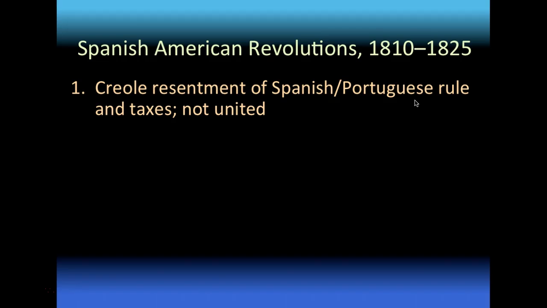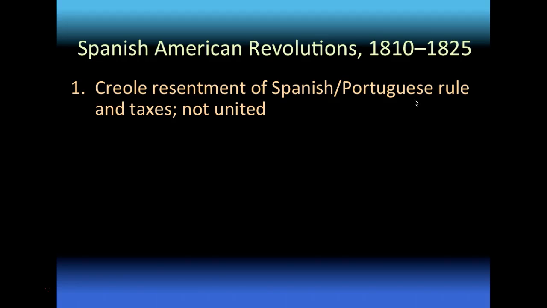Okay, the Spanish-American Revolutions. They lasted around 15 years, from around 1810 till 1825. And when we say Spanish-American Revolutions, it's in regard to the place south of our border, basically, starting with Mexico all the way down south into South America. There was Creole resentment of Spanish and Portuguese rule and taxes, and the people were not united.